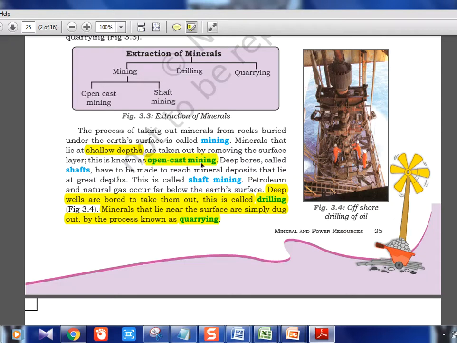Deep bores called shafts have to be made to reach mineral deposits that lie at greater depth. You know, coal mines and all, you have to go deeper. So that is called shaft mining. So open cast mining, shaft mining, drilling, quarrying. Understand the difference between all the four.